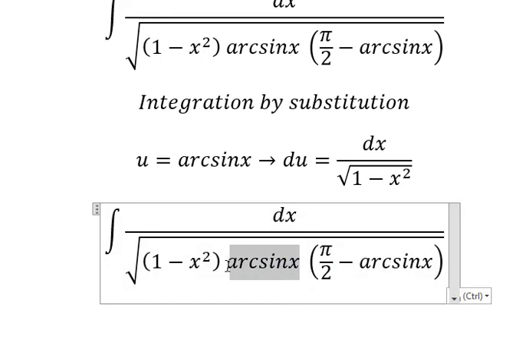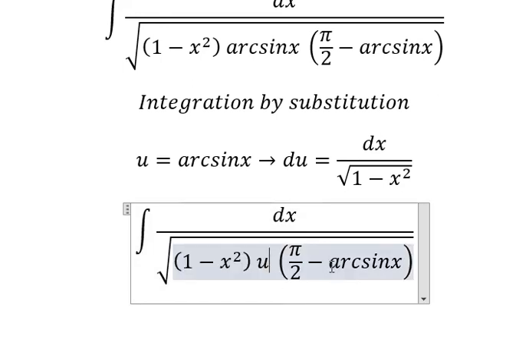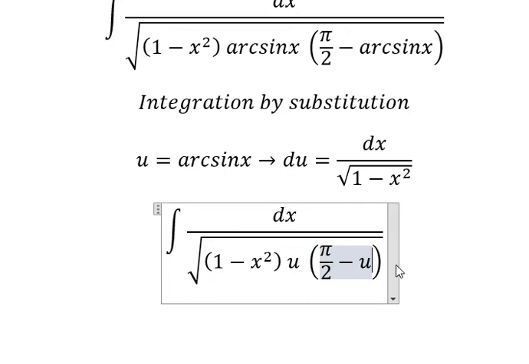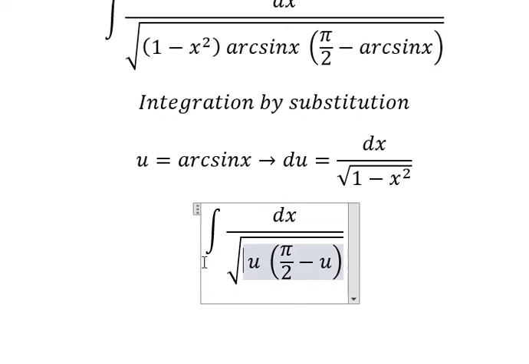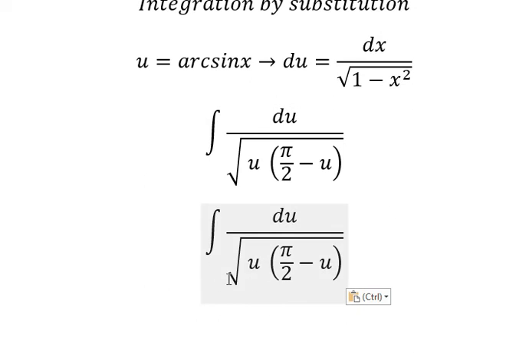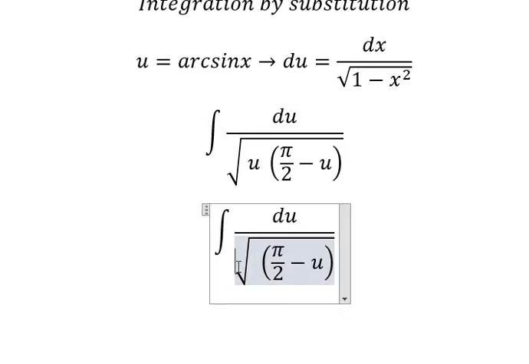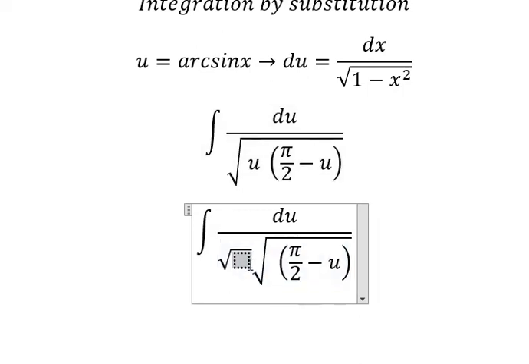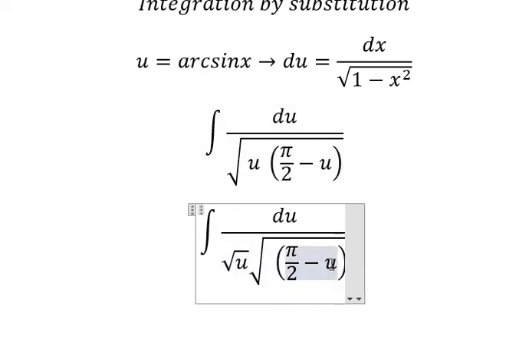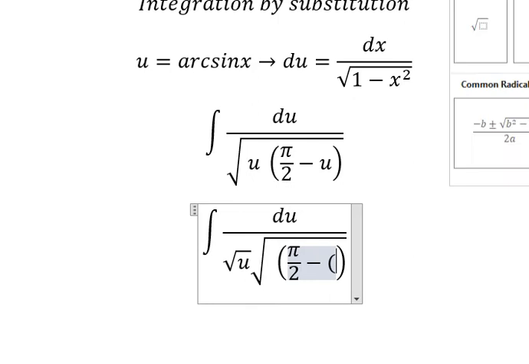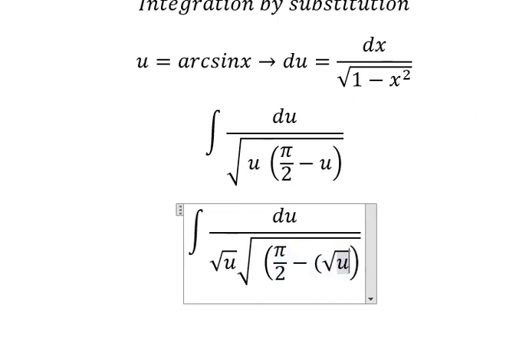So this one we change by du. This one we change by u. The dx over the square root of 1 minus x squared we change by du. Next, the square root of u I will put outside. This one we have the square root of u to the power of 2.